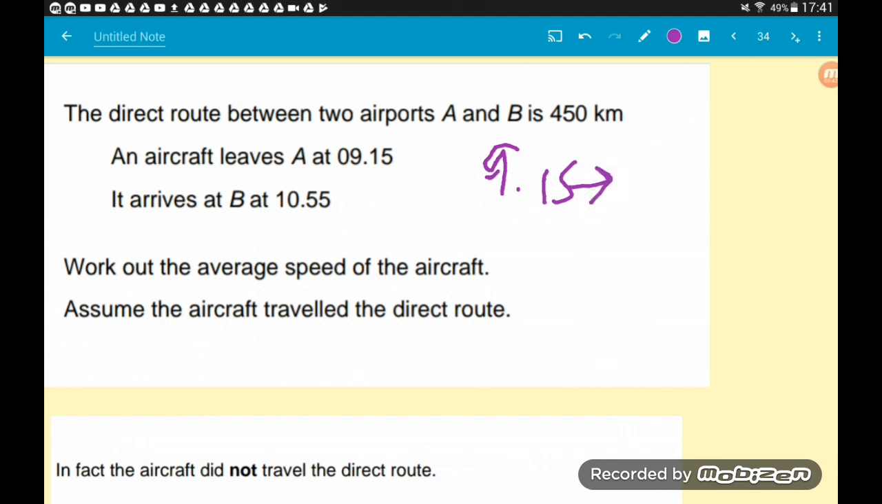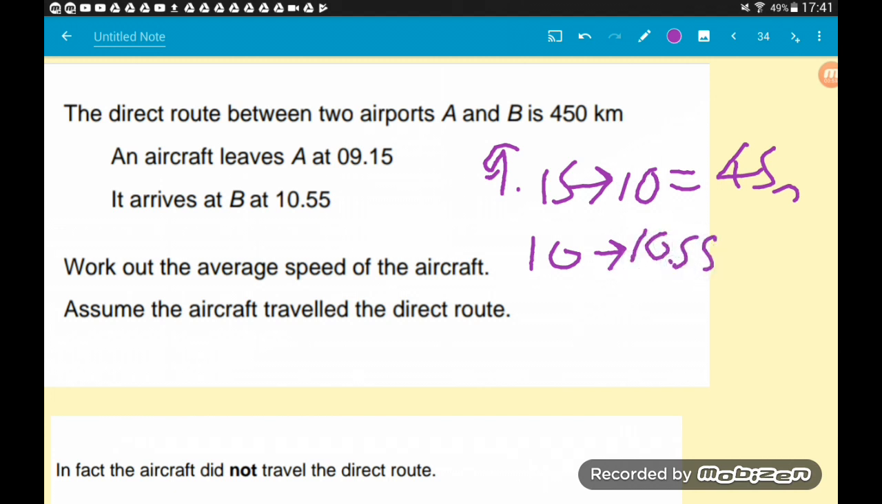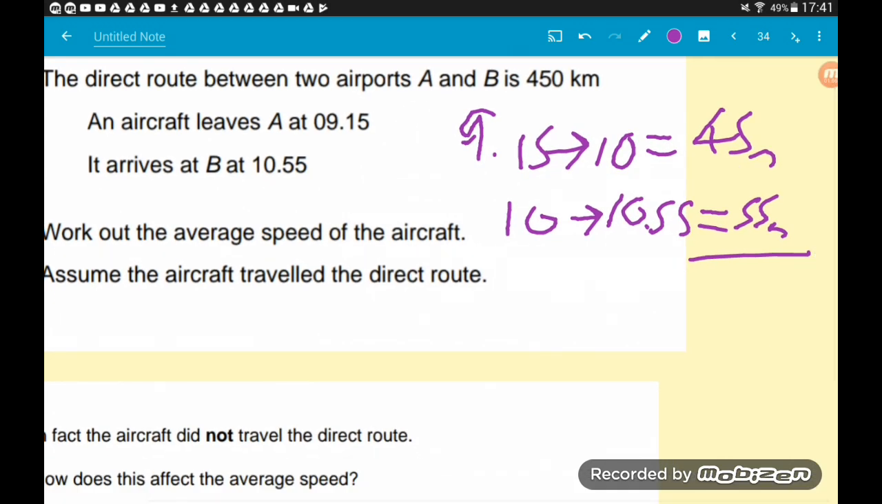9:15 to 10 would be 45 minutes. Then 10 to 10:55 is 55 minutes. Altogether, 55 and 45 is 100 minutes. So in minutes, this journey has taken 100 minutes.